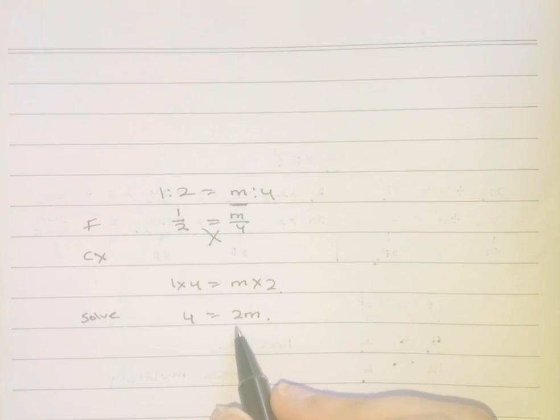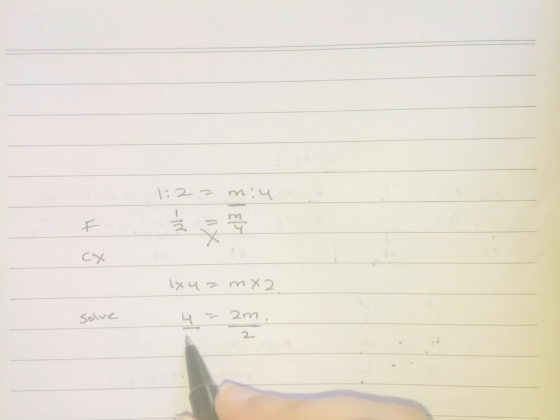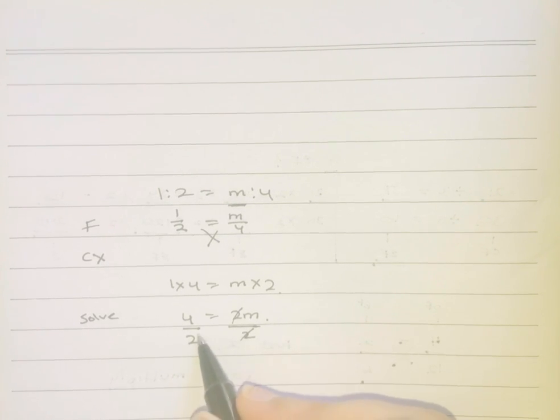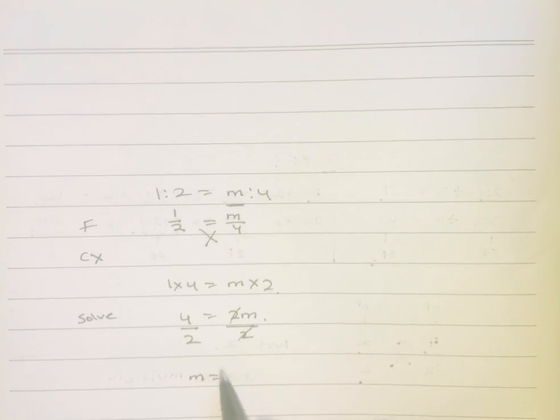However, for this question, you divide by 2, you divide by 2. This will cancel out and this will become m is equal to 4 divided by 2, that is 2. That is your answer right there. Simple. Easy peasy like a daisy.